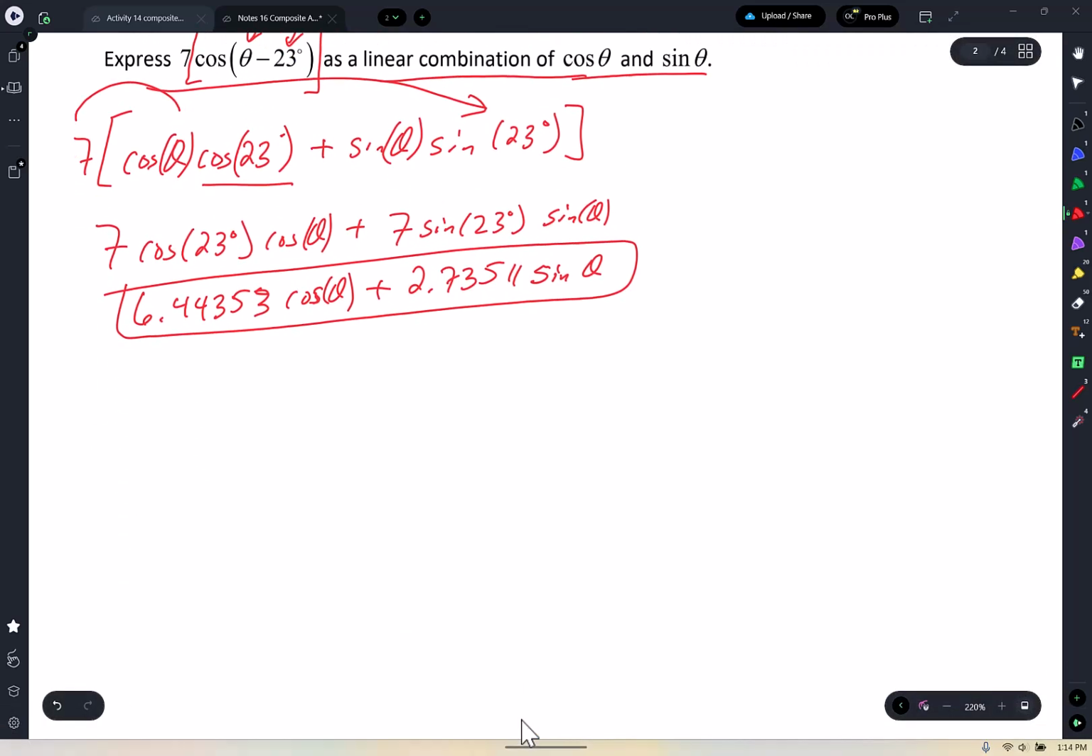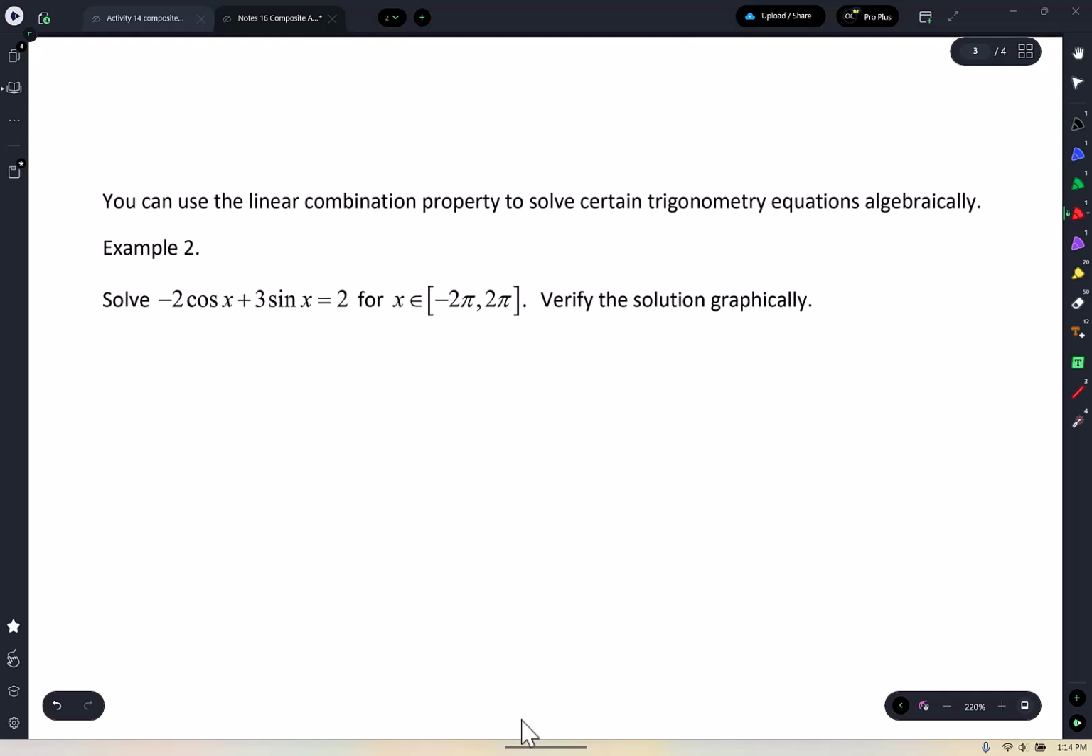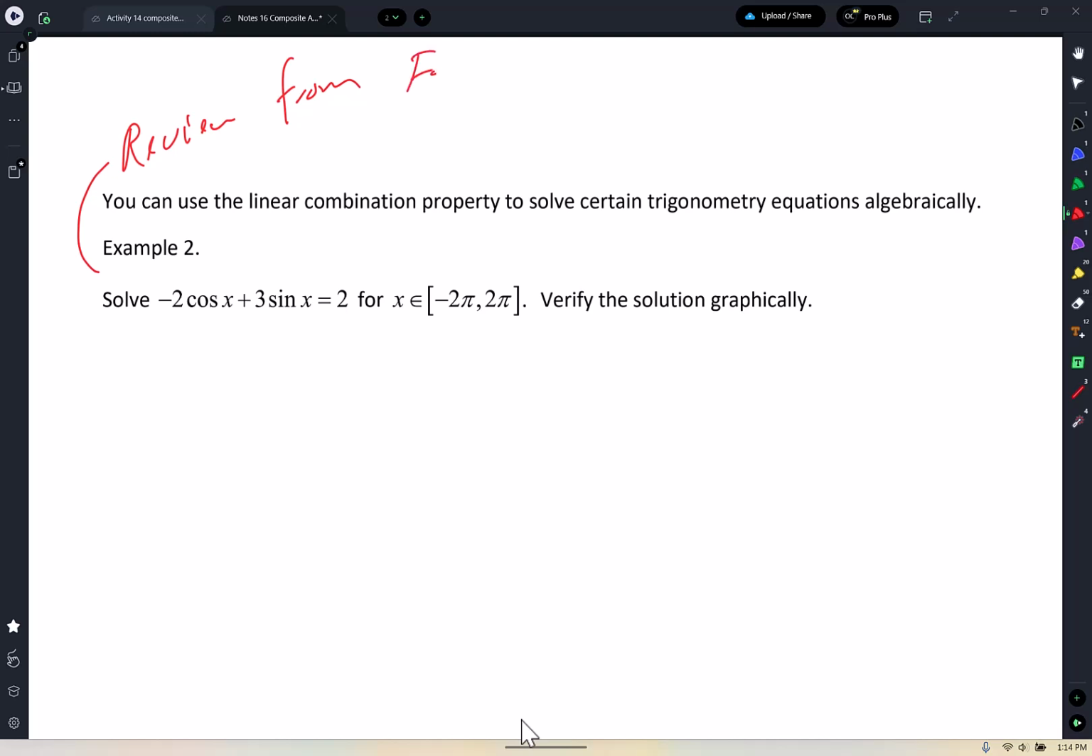And that's it. We're done. Go to the next problem. This is just a review here. This one's a review from fall. Review from fall sem.